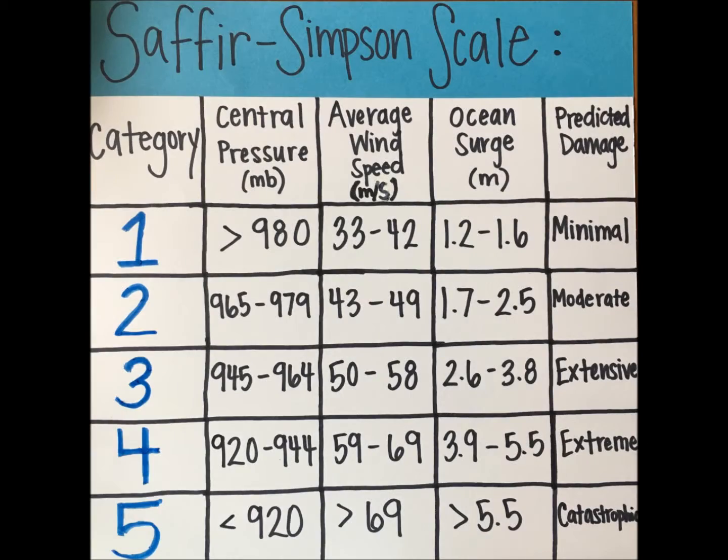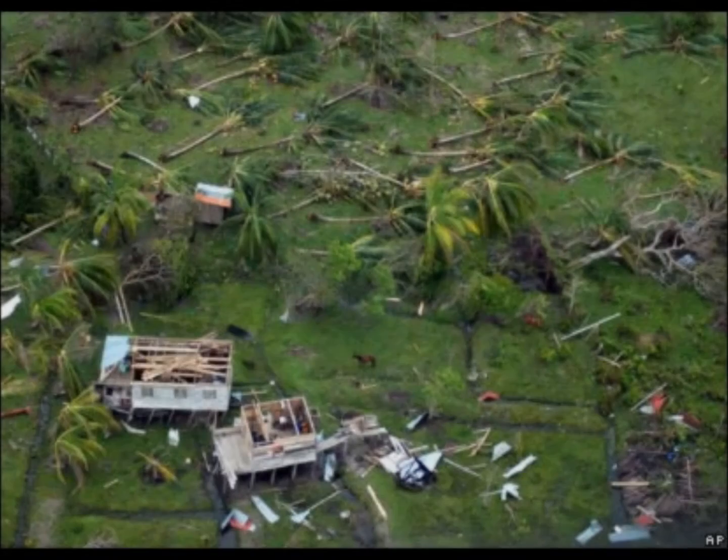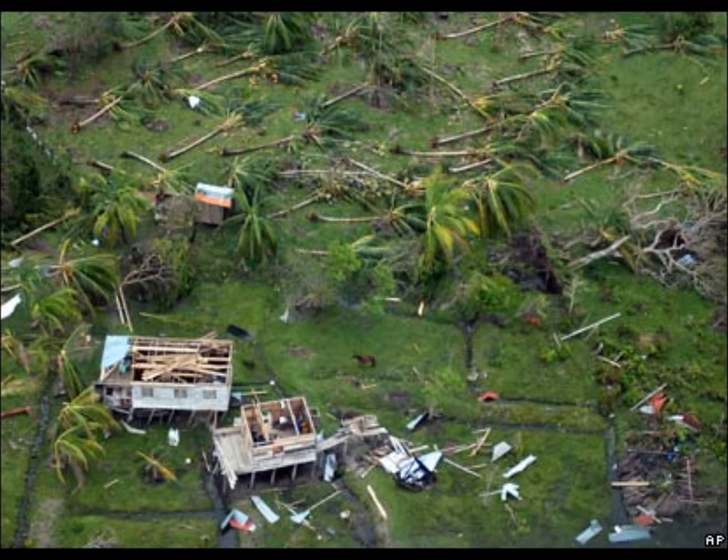The most severe hurricane is a Category 5. These storms have pressures below 920 millibars, winds that exceed 69 meters per second, and surge that is over 5.5 meters. Every source I've found describes these storms as causing catastrophic damage. It is rare for these storms to reach landfall at this intensity because the environmental conditions we discussed before are very hard to maintain. In 2007, however, Hurricane Felix was a Category 5 when it made landfall in Nicaragua.